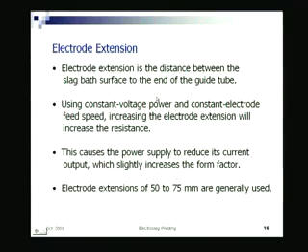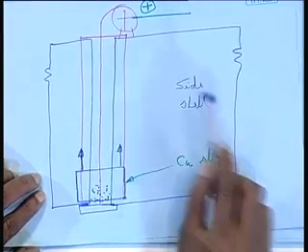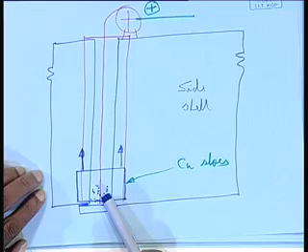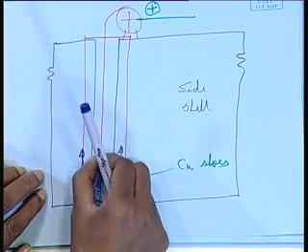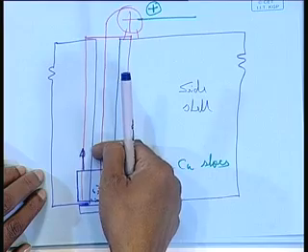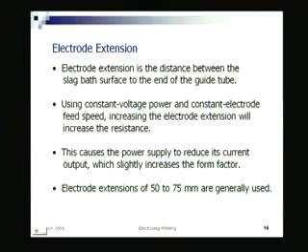Well, electrode extension. Here again, electrode extension is the distance between the slag bath surface and the end of the guide tube. This applies where you are using a guide tube and the power is fed to the guide tube. In this case, the electrode extension is the entire length. With constant voltage power and constant electrode feed speed, electrode extension will increase resistance. Extensions of 50 to 75 millimeter are generally used, for where a guide tube is used.